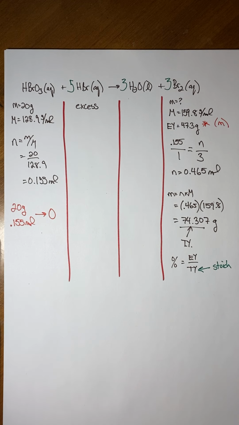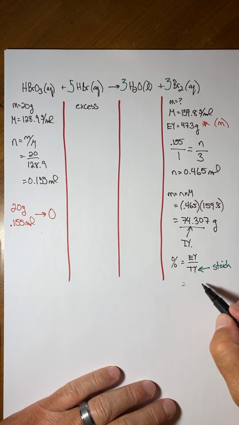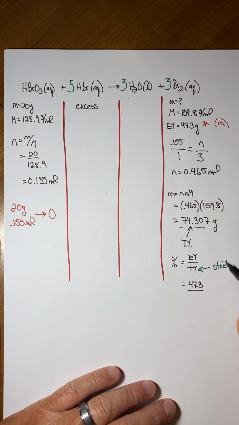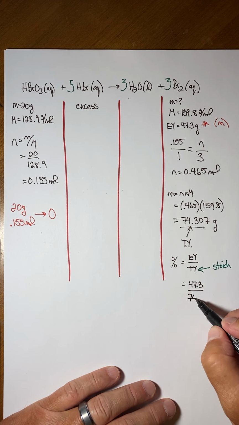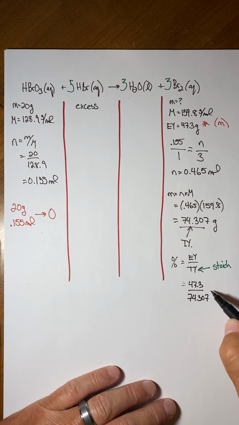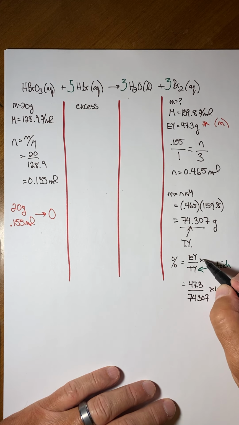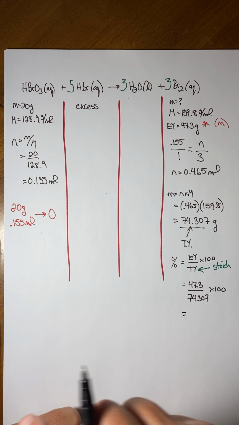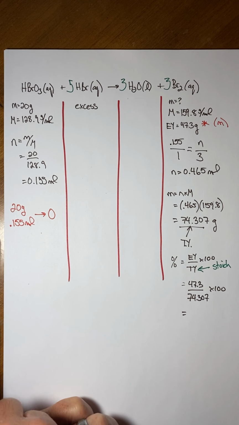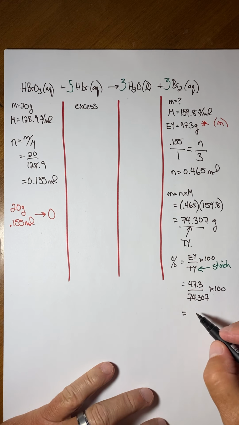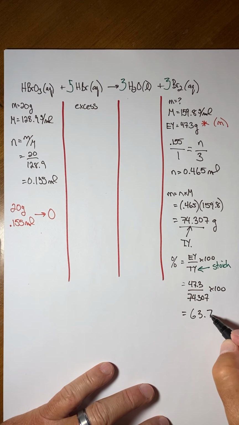Now, what I'm going to do is take my 47.3, that's what we actually got in the experiment, divided by my theoretical yield, 74.307, and then multiply that by 100. And I get 63.7%.